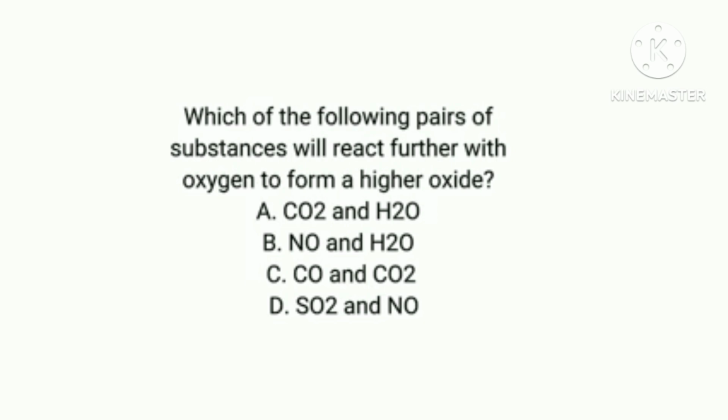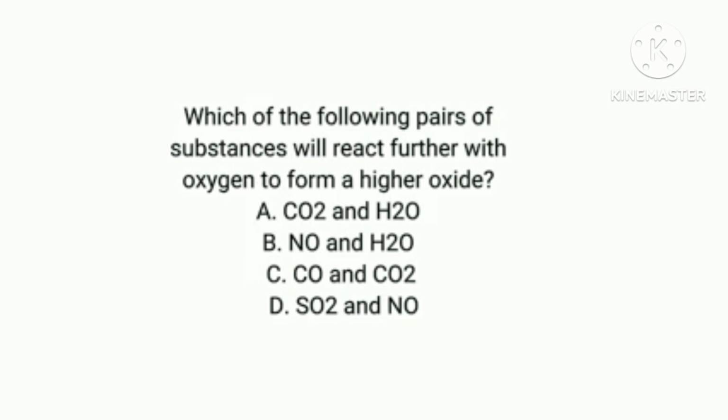Now, what is even an oxide? An oxide is simply a binary compound which consists of only 2 elements, one of which is oxygen. Right? The other element can be anything, but it consists of only 2 elements. Only 2 elements are present, and one of the elements is oxygen. That is why it is called an oxide.